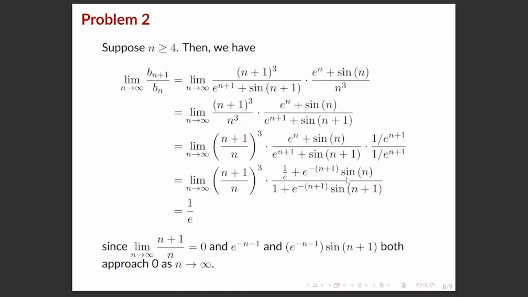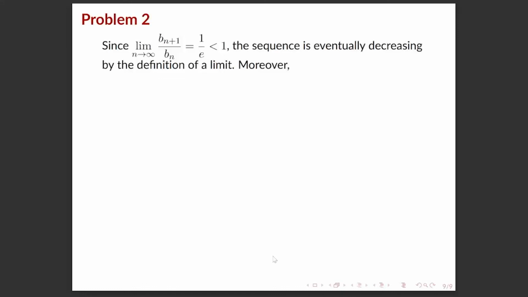Since the limit of n plus 1 over n as n approaches infinity is equal to 1, and these approach 0 as n approaches positive infinity. So, since the limit of this expression is 1 over e, which is less than 1, the sequence is eventually decreasing by the definition of a limit. Moreover, the limit of our b sub n as n approaches infinity is equal to this.